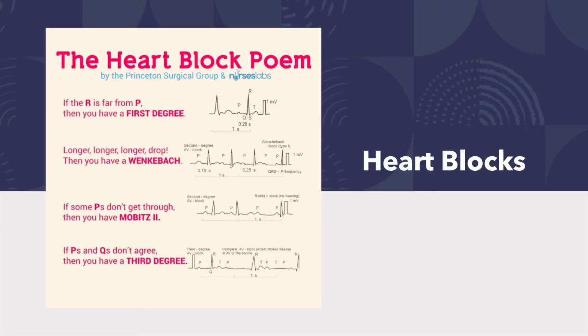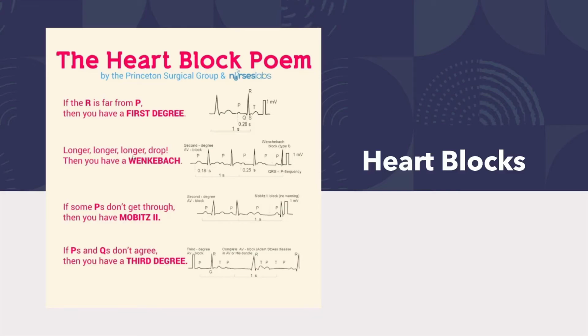That brings us to heart blocks. I found this. I love this. I could have used this in PT school. The heart block poem: if the R is far from P, then you have a first degree heart block. See, the P wave is 0.28 seconds from the R wave. Anything greater than 0.2 is abnormal. So if R is far from P, then you have a first degree. Longer, longer, longer, drop, then you have a Wenckebach. I like to call this a Mobitz type 1. You can use either. It's a type of second degree heart block.